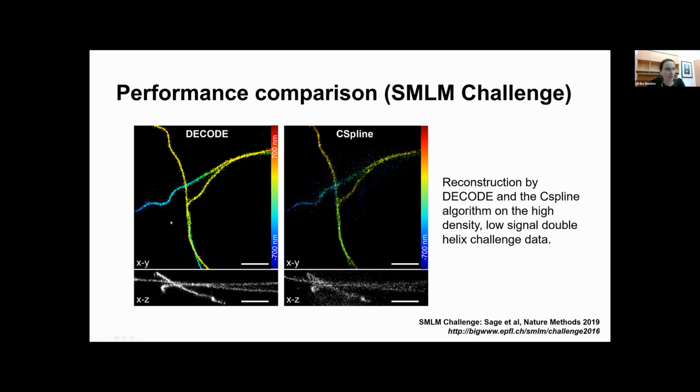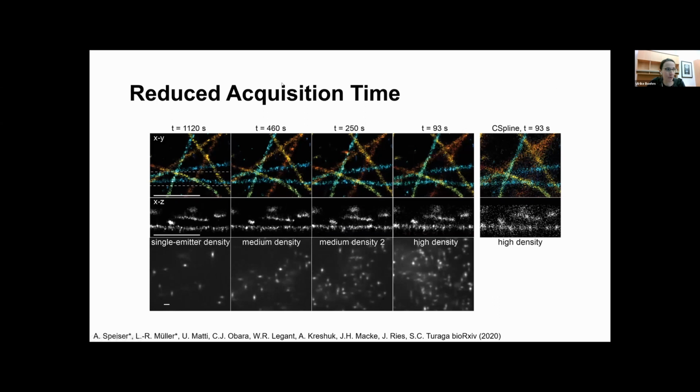But fortunately, DECODE is way better positioned to extract the localizations, and therefore you don't see the dimming effect which you would see when you use, for example, the C-spline algorithm. And furthermore, what you see here are again different data sets where actin has been labeled.